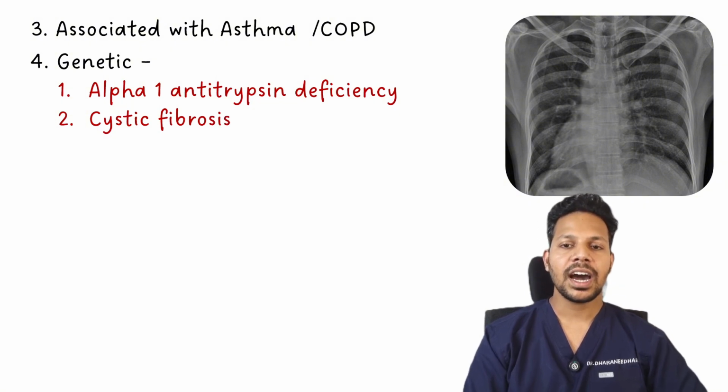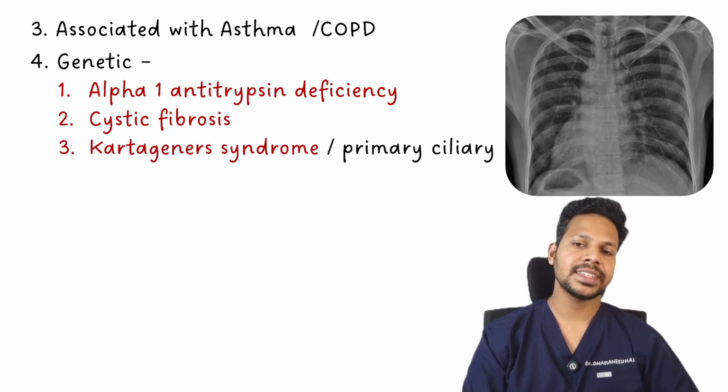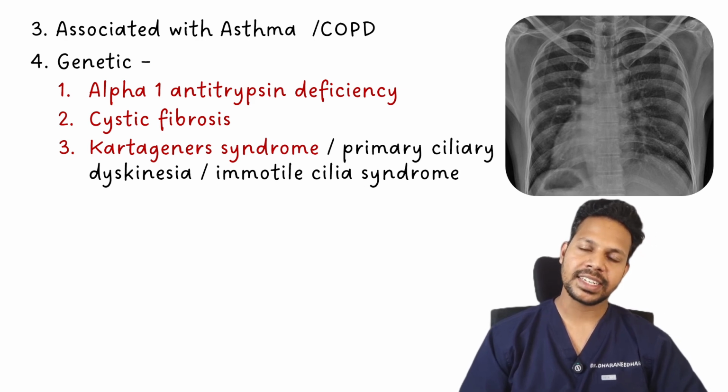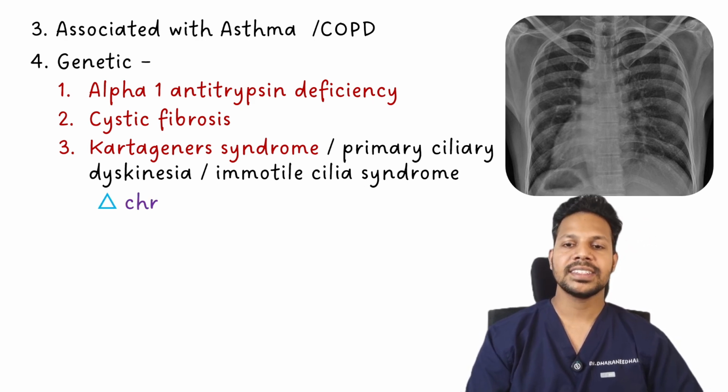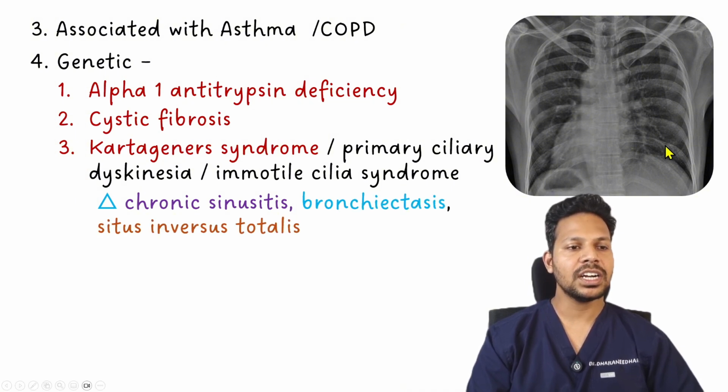And 3, Kartagener syndrome. Now comes an important syndrome which we need to remember, which includes a triad of features. Kartagener syndrome, otherwise called primary ciliary dyskinesia or immotile cilia syndrome. It is a triad of chronic sinusitis, bronchiectasis, and situs inversus totalis. As you can see in the image, here the heart should be on the left side, but it is on the right side, and also the gastric bubble should be on the left side, but it is there on the right side in this image.